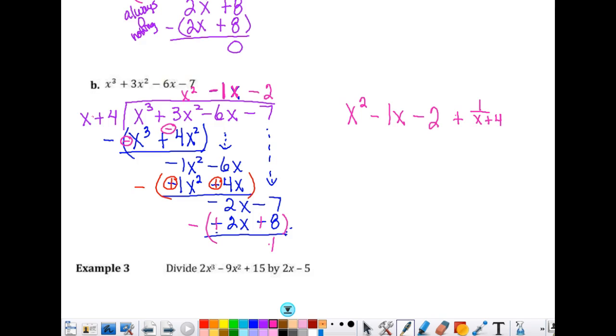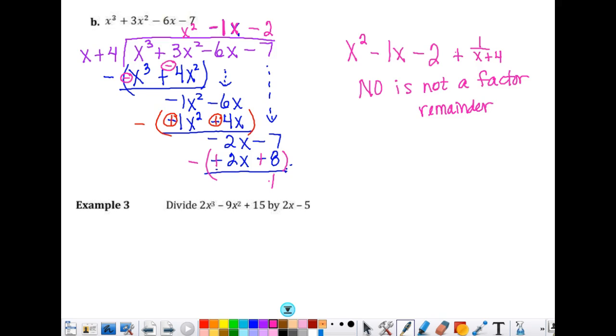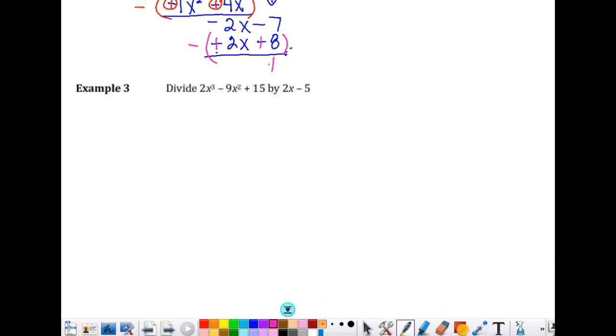So, is this one a factor? No, because we got a remainder. No, it is not a factor. Okay, we got a remainder. So y'all kind of catching on to the steps? A little bit, maybe? Okay.